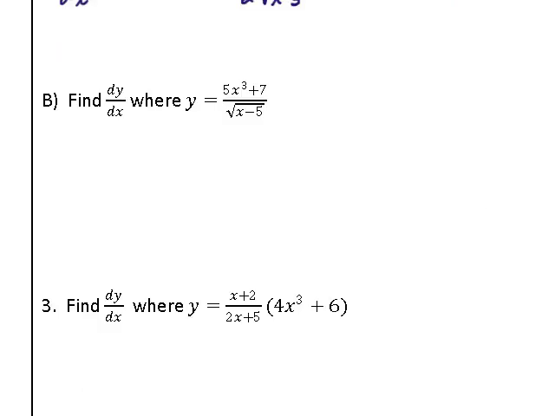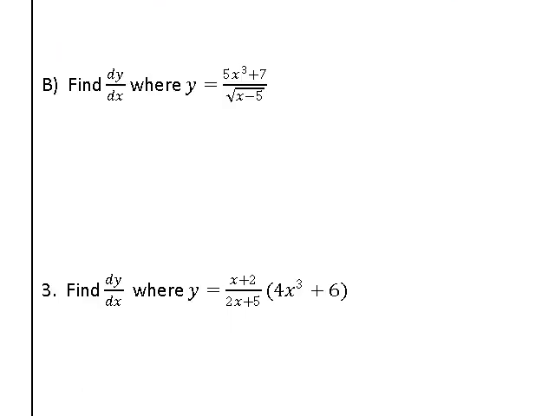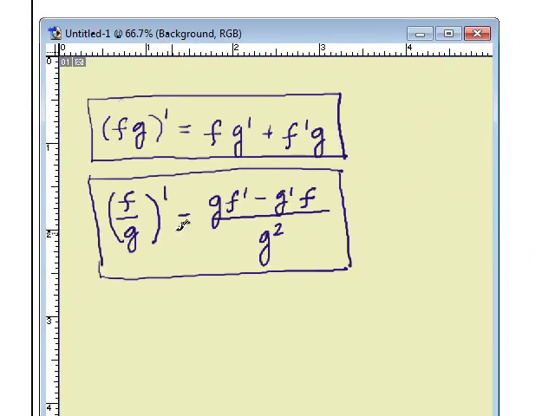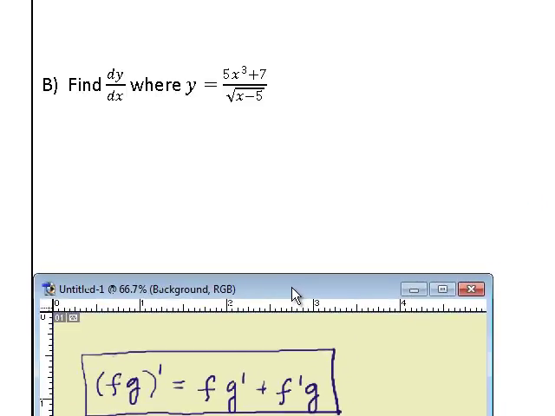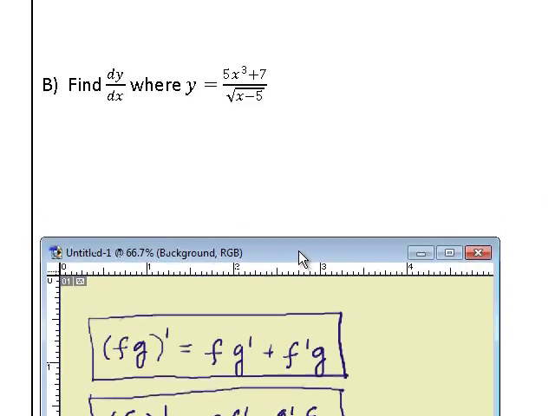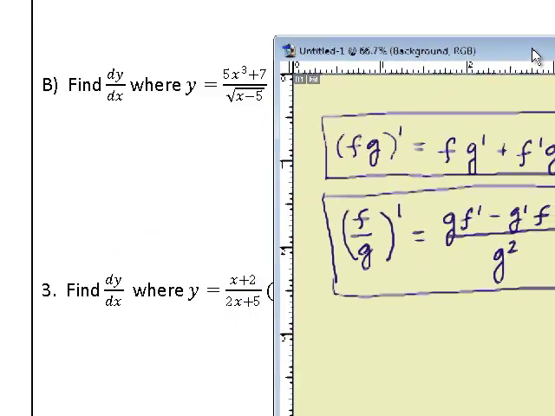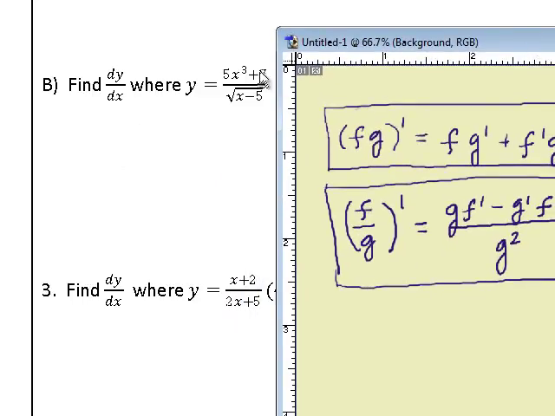Okay, let's look at part B. Well, in part B we have a quotient. Okay, so let's take a look at the quotient rule. Here it is. If you have a quotient, you're taking the derivative, you square the denominator, put the denominator up here, times the derivative of the numerator, minus the derivative of the denominator times the numerator. All right, so let's apply that rule. Okay, so here's our f and here's our g.